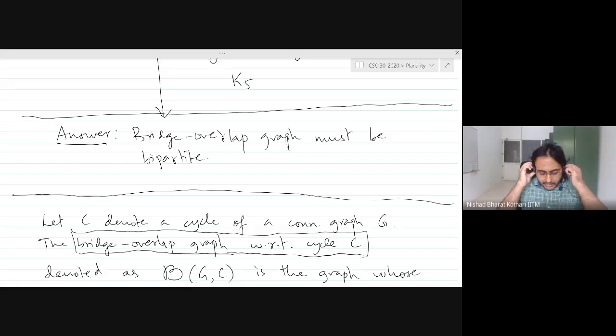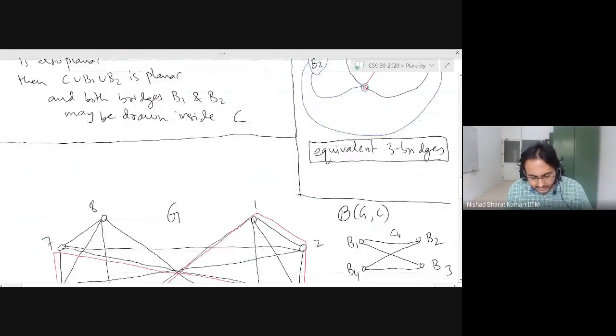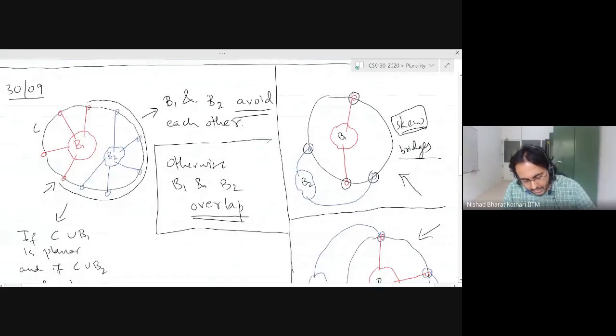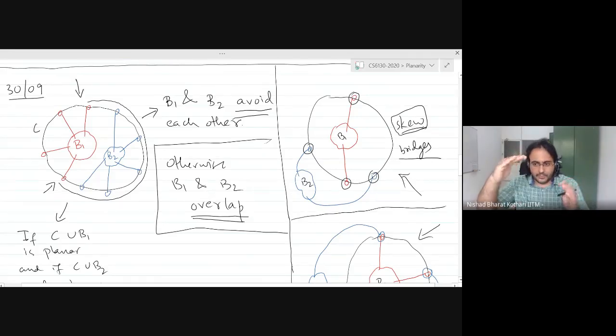Okay, so whether two bridges overlap or not, that basically just goes to the definition, right? So what does it mean for two bridges to overlap? Well, two bridges overlap if they don't avoid each other. And what does it mean to avoid each other? It means that the drawing looks like this, that all of the vertices of attachment of one of the bridges are contained in a particular segment with respect to the other bridge. So notice here, all the vertices of attachment of B2 belong to one segment. Remember, we discussed what a segment is with respect to B1.